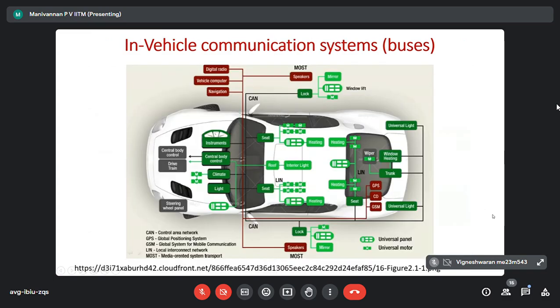So, as I told, this picture shows what type of communication is needed to connect different subsystem controllers. We are talking about ECUs, correct? So already you can see that here there are at least 10 to 15 ECUs, correct? In a high-end car, it can be even more.